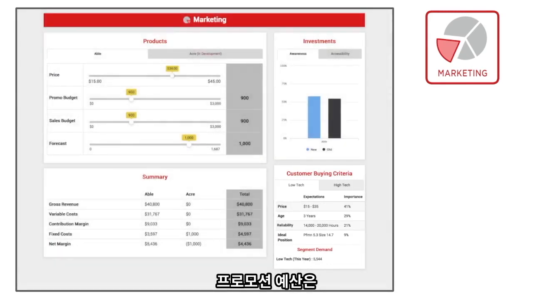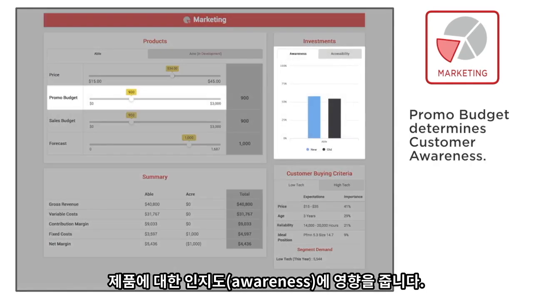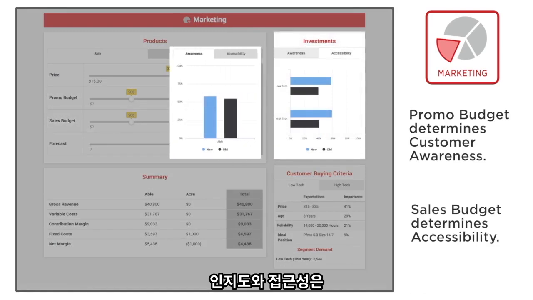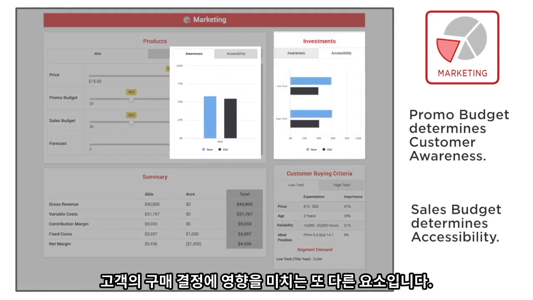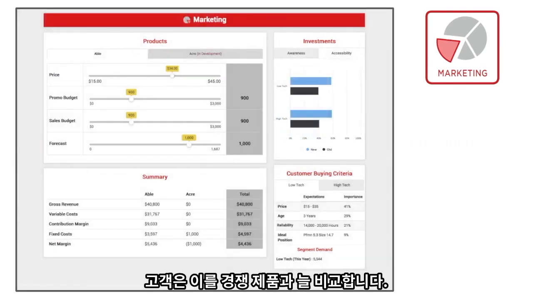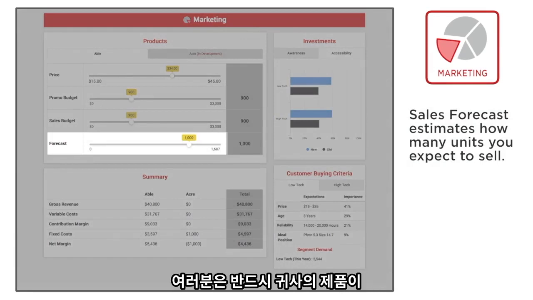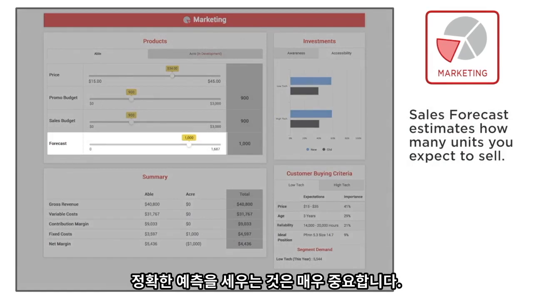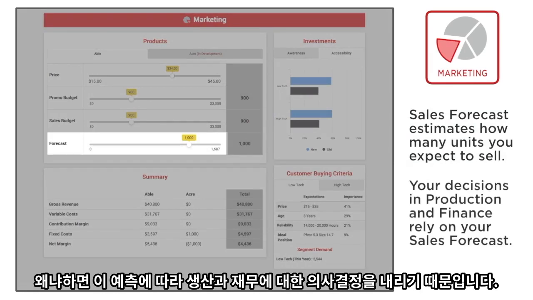Your promotional budget will determine customer awareness, and your sales budget will determine accessibility. Awareness and accessibility are additional factors that will influence customers' decision to buy your products versus a competitor's. Your sales forecast is a projection you must make that estimates how many units you expect your product to sell. Developing an accurate forecast is important because your decisions in production and finance rely on this number.